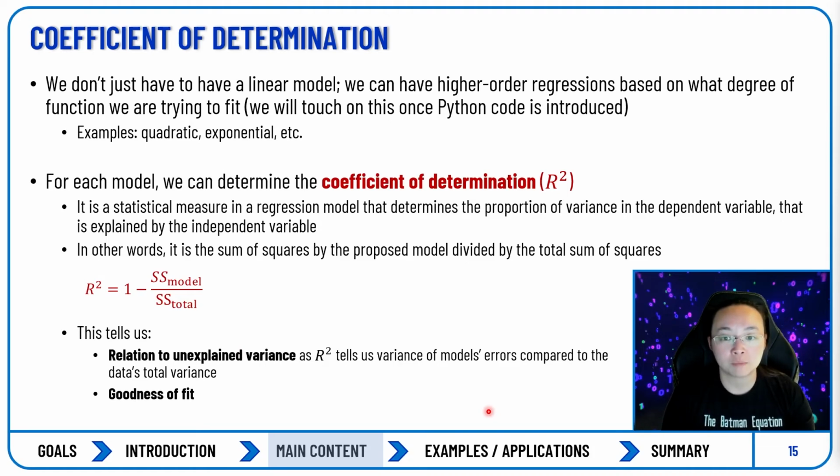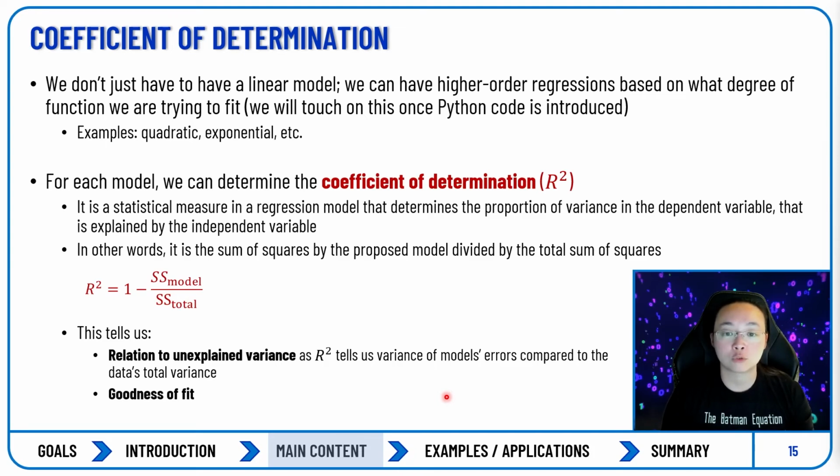to unexplained variance, because R squared is going to tell us the variance of the model's errors compared to the data's total variance. It's also going to tell us the goodness of fit, because if we have a very small difference between the model's errors and the data's variance, it means that our model is very similar to our data set, and therefore R squared is optimized, and you have a much larger value of R squared. So 1 minus a very small ratio gives you a very large R squared value, which means you have a very good fit.